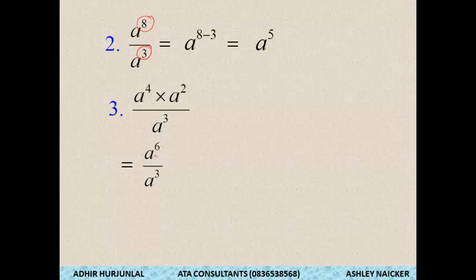And now straight away I see my second rule, and the second rule is the index rule for division. A to the 6 divided by a to the 3. Obviously the bases are the same. What do I do with the indices? I simply subtract the indices and I end up with 6 minus 3, which is a to the 3. How's that for an example?